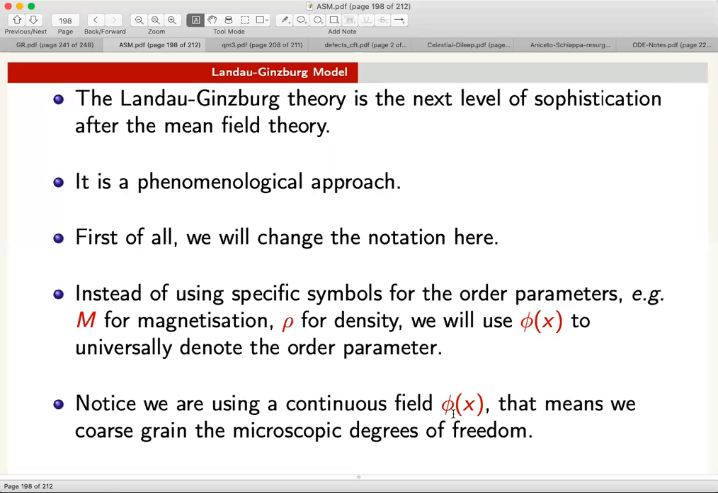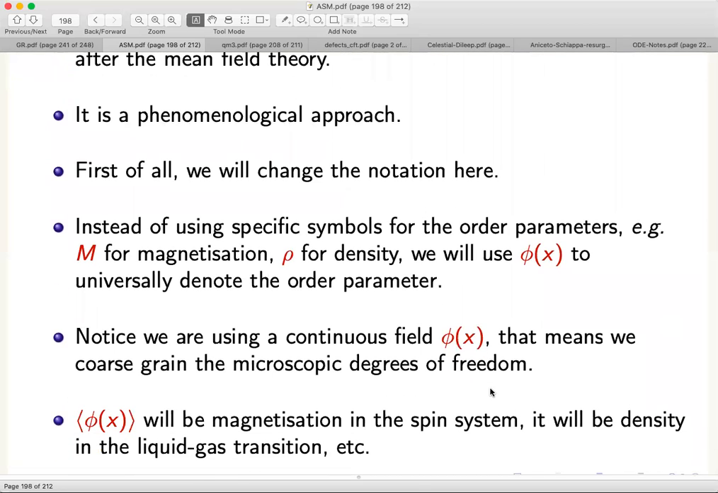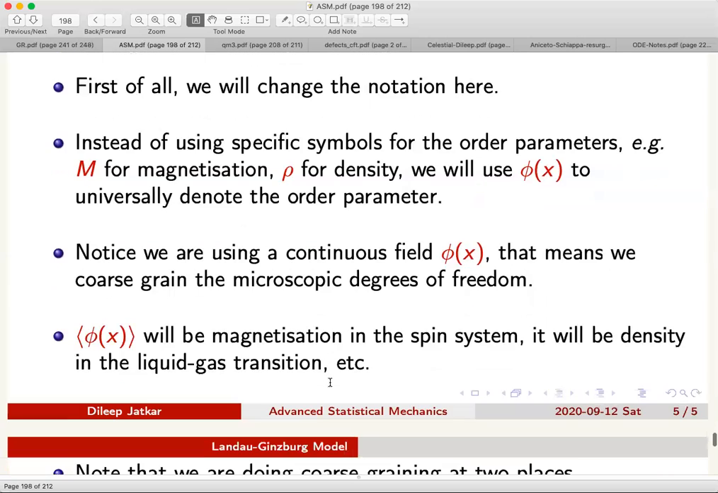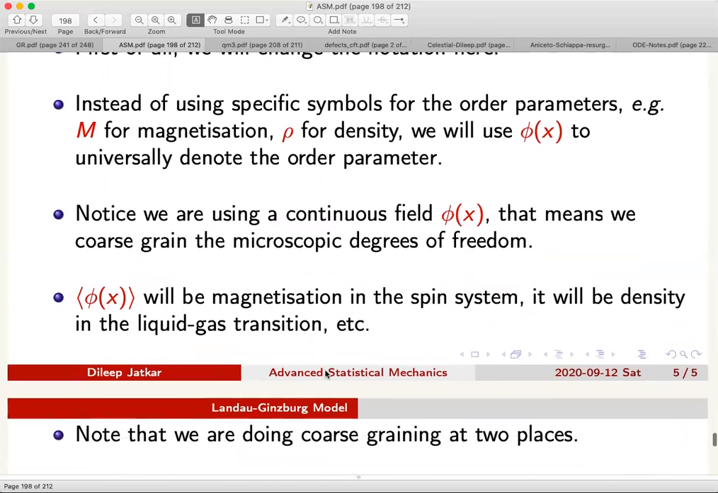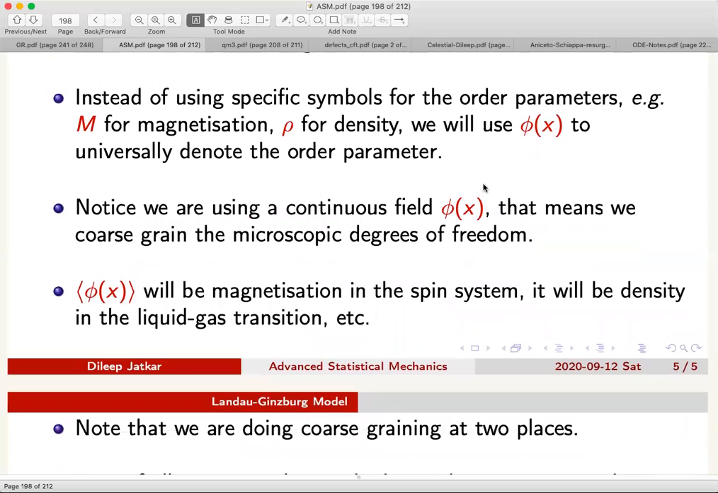In some sense, this is what one calls the coarse graining of the microscopic degrees of freedom. You don't look at the spin degrees of freedom, or the binary alloy with two different material systems, or the liquid or gas degrees of freedom, but you just write down a continuous field. As I said, it will be magnetization in one, density in another. Now, one important thing that we should remember here is that this procedure involves coarse graining at two different places.